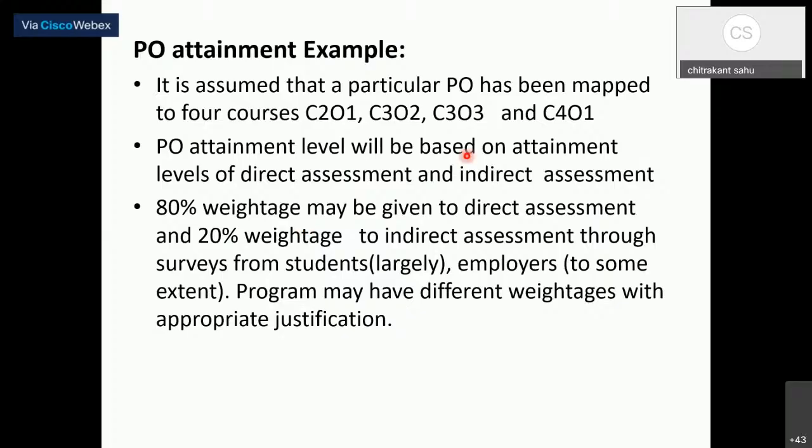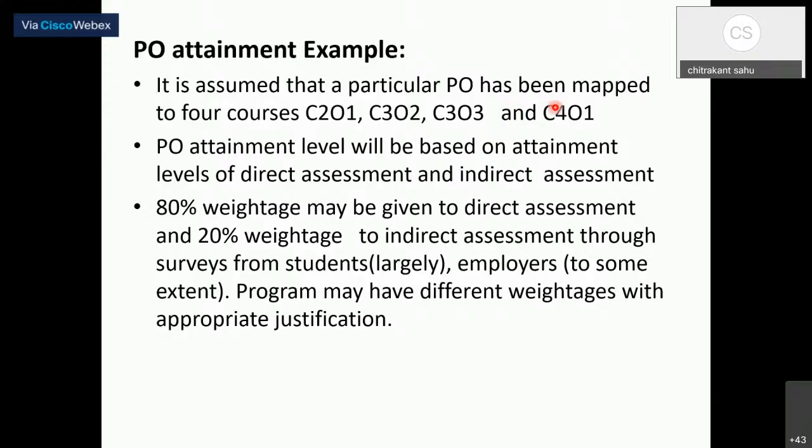So how to calculate the PO attainment? For that we need to map a course first. As I told, the CO to PO mapping is very important. Once you attain the course outcome, you can calculate the attainment of a program outcome only if we have a correlation.